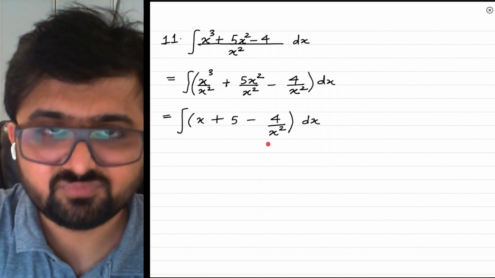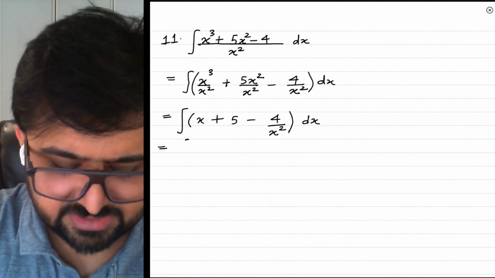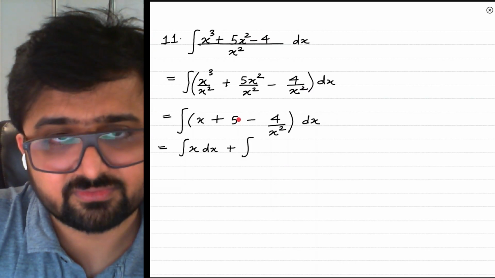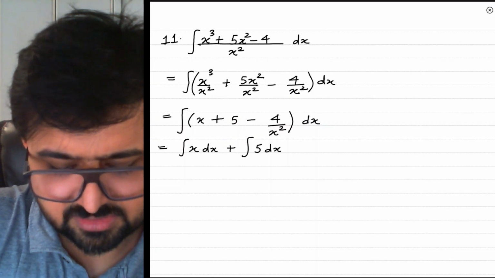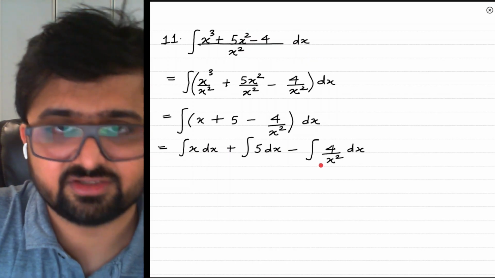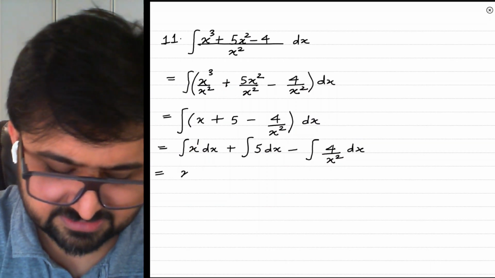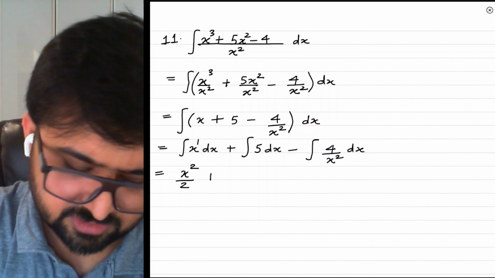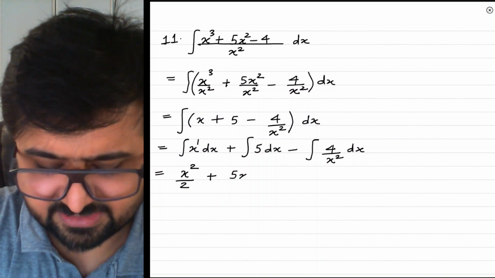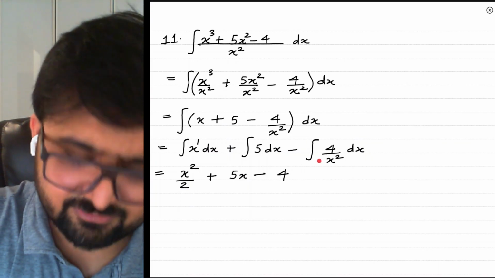Okay, now you can integrate, give the integration to each of those terms. So you get integration of x dx plus integration of that 5 dx minus integration of 4 over x squared dx. Give the integral to each of those terms. Then you get, the integral of x is x squared by 2 plus, take this 5 out, integral of 1 is x as we discussed, minus, take that 4 out and you are left with 1 over x squared.